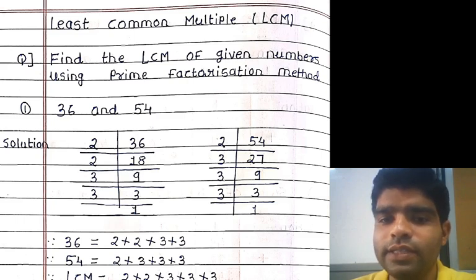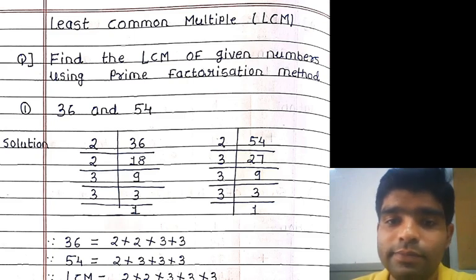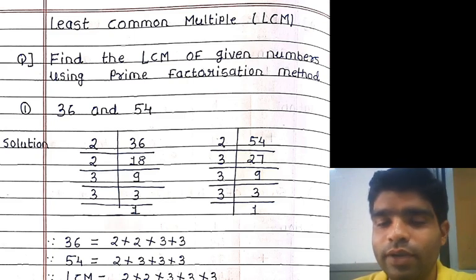Now check whether your answer is correct or not. First of all you have to check it. 2 multiplied by 3 is 6. 6 multiplied by 3 is 18. 18 multiplied by 3, definitely your answer is 54. It means that your answer is correct. Both the methods are correct.